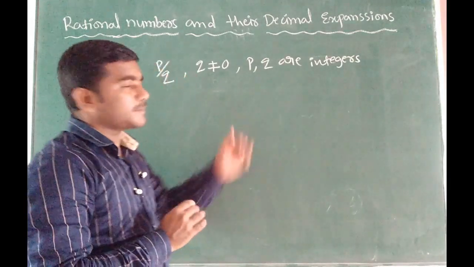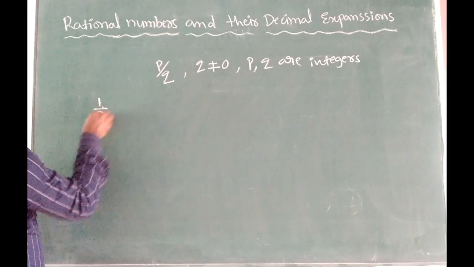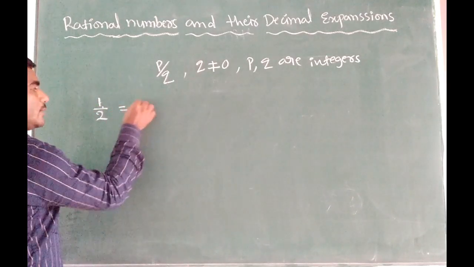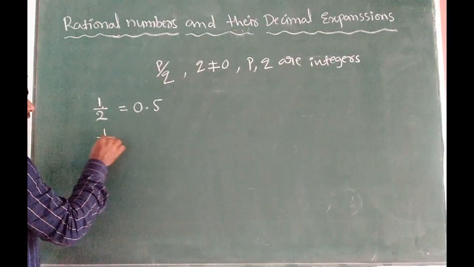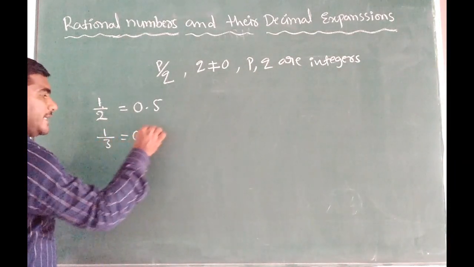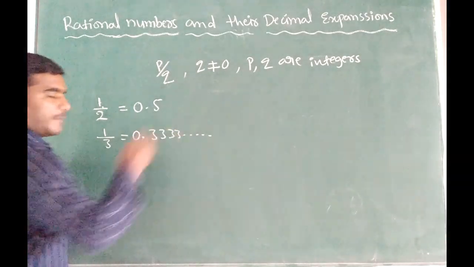What is the decimal expansion for that? For example, if you take 1 by 2, what is the answer here? 1 by 2 is nothing but 0.5. Now 1 by 3. What is 1 by 3? 0.3333 and so on. Nothing but it is not terminating.